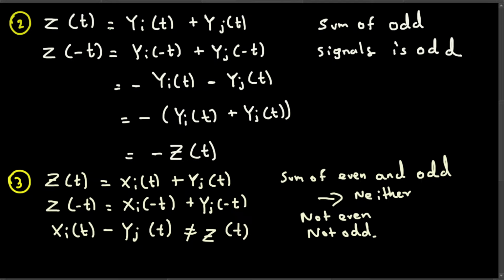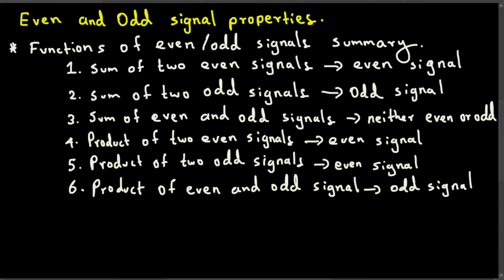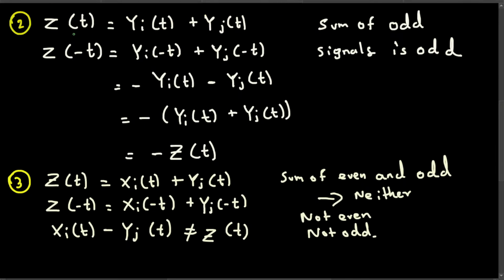Now let's look at this one. The second one we are looking at is that the sum of two odd signals gives an odd signal. So here we have the function z of t. We are adding two odd signals, yi of t and yj of t. The first step is we take the function in terms of negative t: yi of negative t plus yj of negative t. For the odd signal, yi of negative t gives you negative yi of t, and yj of negative t gives you minus yj of t.